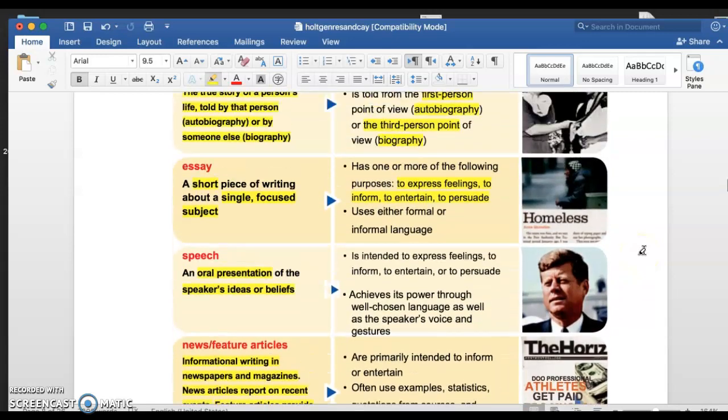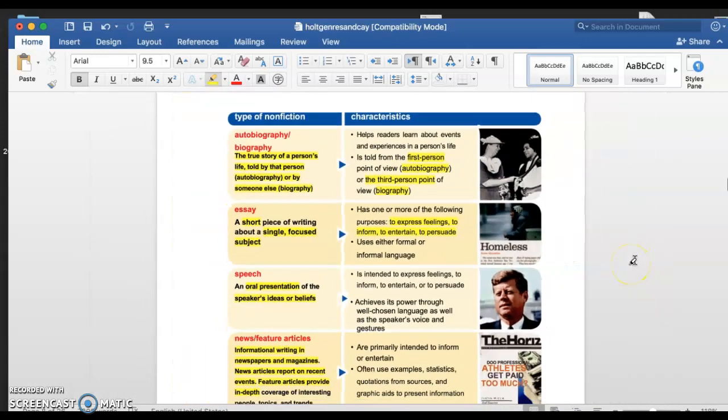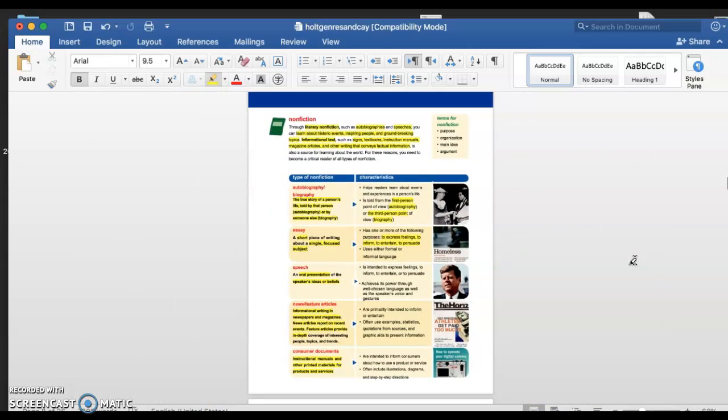Okay, so we're going to make our notes out of this sheet right here for our nonfiction, and then we're going to practice with some nonfiction excerpts.